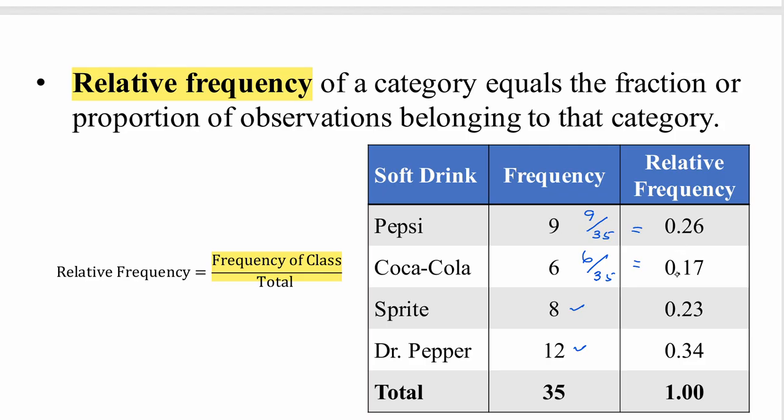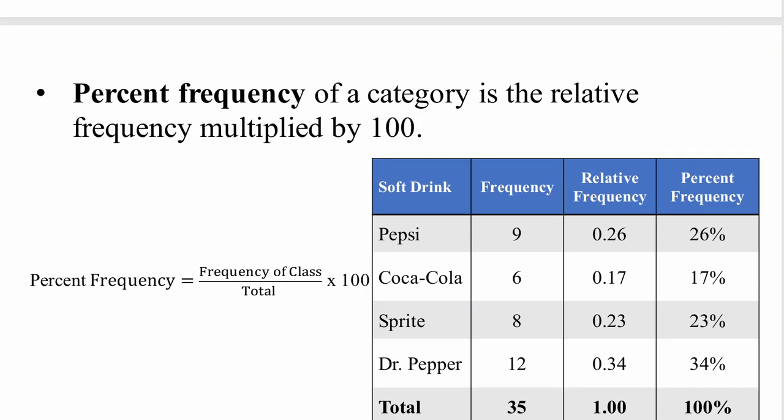Now, when you add up your relative frequencies, they should always be equal to 1.0. And so I always advise that when you calculate relative frequencies, round them to 2 decimal places, and you will be able to get the exact value of 1.0.